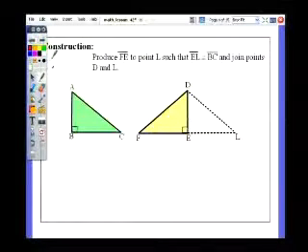Alright, produce FE, this side FE to point L. We have produced FE to the point L such that EL is congruent to BC. FE को इतना प्रोड्यूस किया है पॉइंट L तक कि EL और BC congruent हो गए. And join points D and L. इन दोनों को ज्वाइन कर लिया.